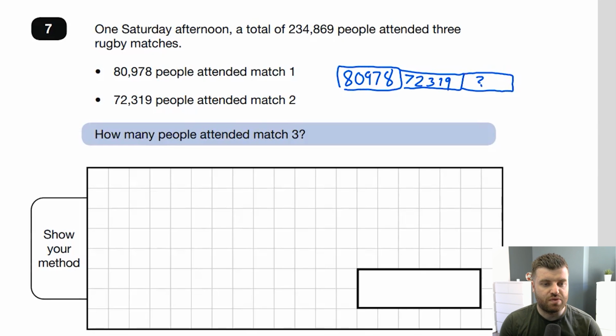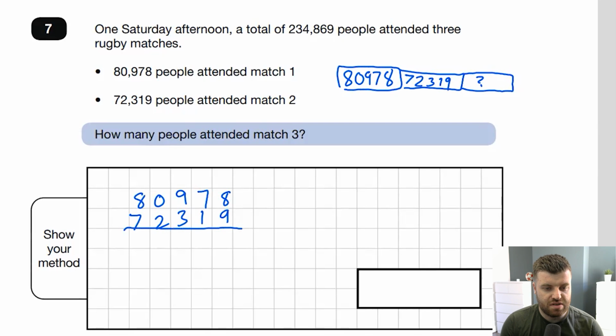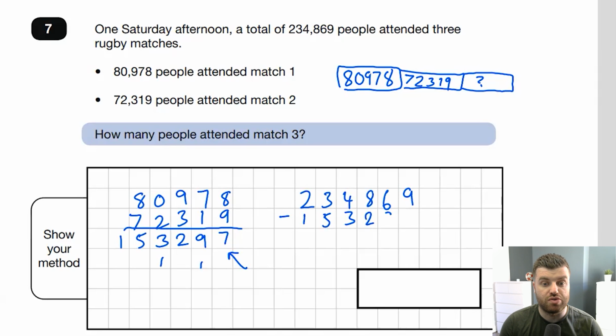Well, to answer this question, we're going to find the total number of people that attended the first 2. So our first step is to do column addition here of these 2 values. And this is going to test our arithmetic. 8 plus 9 is 17. 7 plus 1 plus 1 is 9. 9 plus 3 is 12. 2 plus 1 is 3. 8 plus 7 is 15. We have 153,297. In total, there were 234,869 people. So we subtract what we've figured out here for the first 2 matches, 153,297. And that difference should be how many attended match 3.